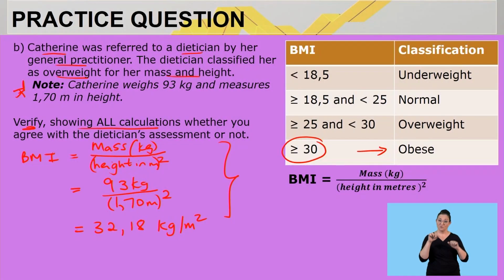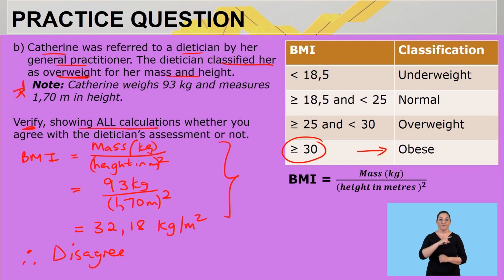So here are our calculations, to see whether we agree with the dietitian's assessment. What was the assessment? She was classified as overweight. So therefore, we will disagree.